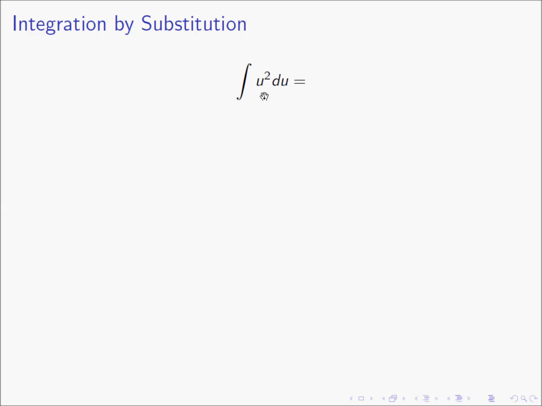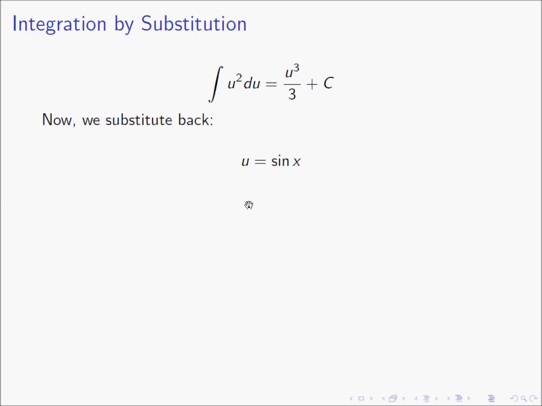Now we're taking the integral of this function with respect to u, and this is easy to solve. We already know how to solve this. This equals u cubed over 3 plus c. This is the indefinite integral of this function. So here we get the answer in terms of the variable u, but our original integral was with variable x, so we have to substitute back our variable x. We know that u equals sine of x, so we only need to substitute u by sine of x.